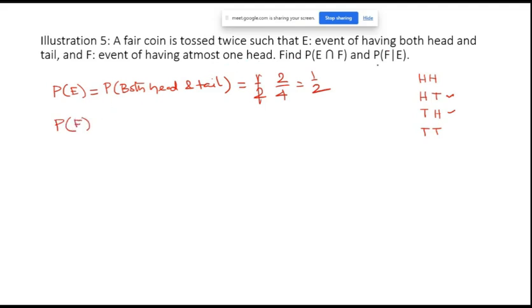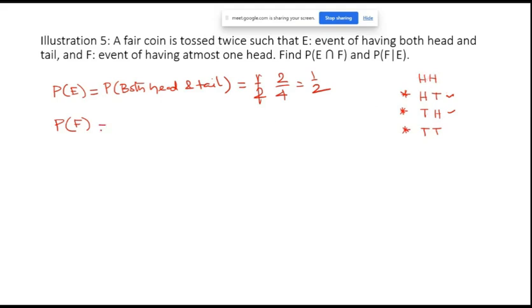Okay. So which is the case? Maximum of one head means either no head or one head. So this is the at most one head case. This is another at most one head case. This is also an at most one head case, because at most means maximum one head. That means 0 heads is also allowed. But we will not take this because this has 2 heads, more than at most one head.